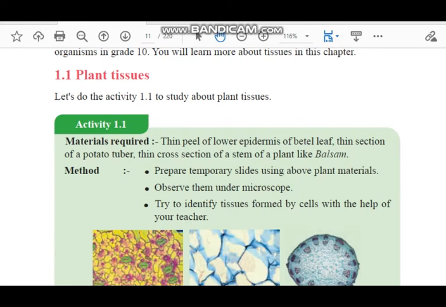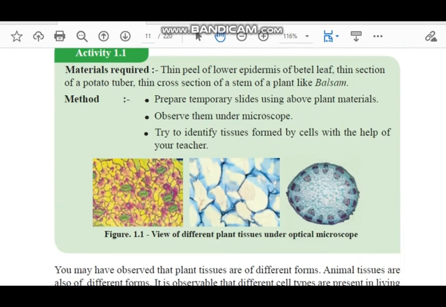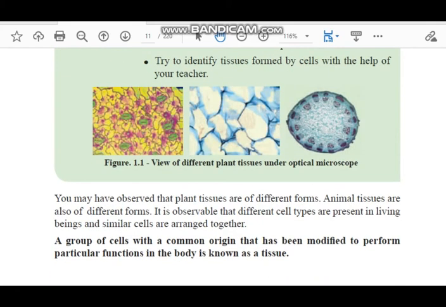So plant tissues. First of all, they have given how to observe these tissues through a microscope, through some materials. They have shown you some pictures of the tissues where they have been observed under an optical microscope. So when you're observing this, you can identify that plants have different forms of tissues. Some tissues are made with the same type of cells, some tissues are made with different types of cells. So according to them, the tissues are also further divided into several sections.